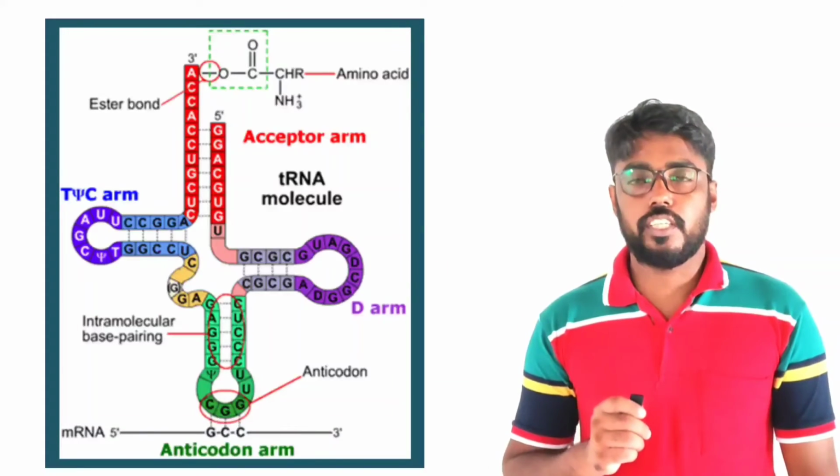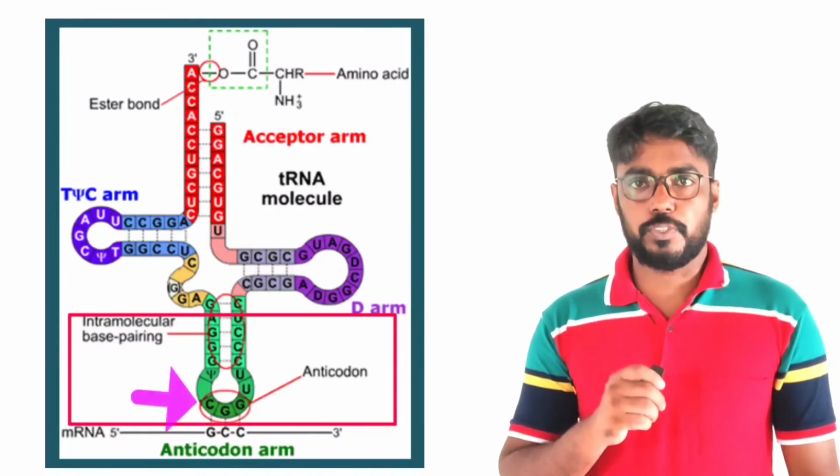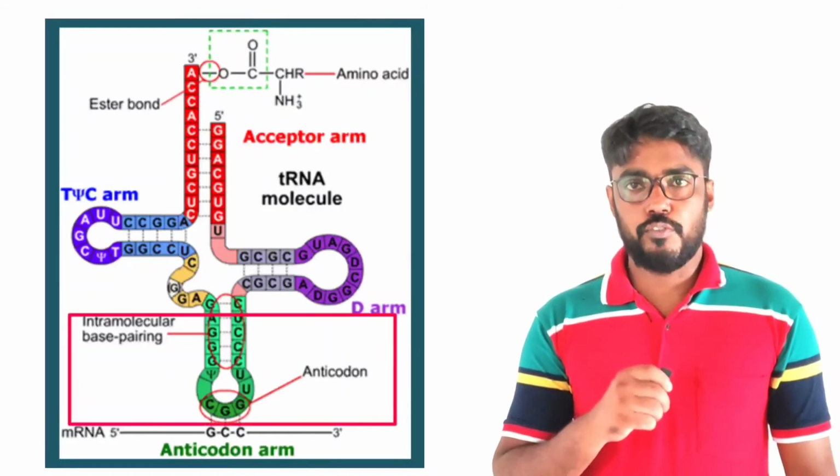In this figure, you can see the anticodon arm. There are 3 bases there. These bases give specificity to tRNA to carry specific amino acids for translation.